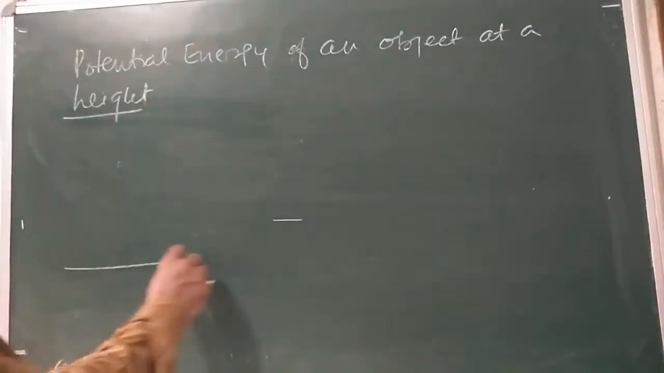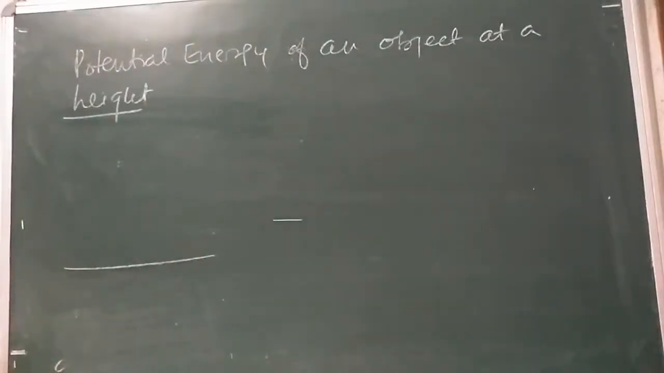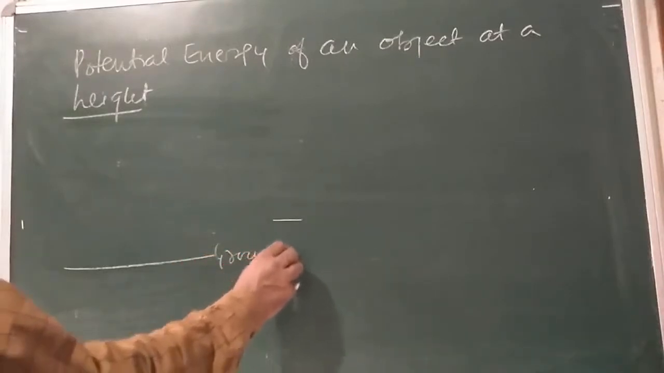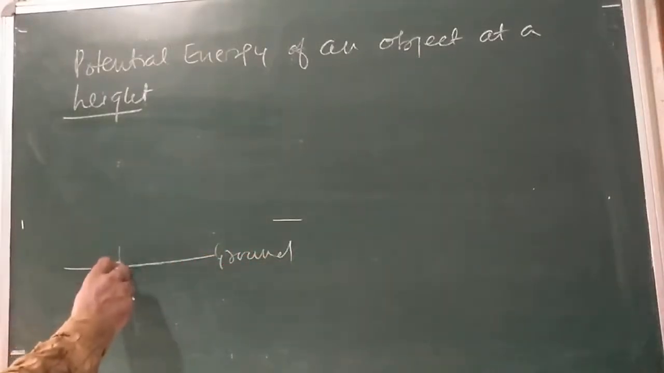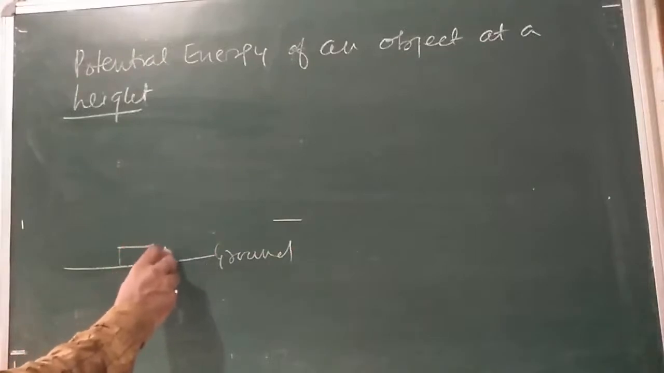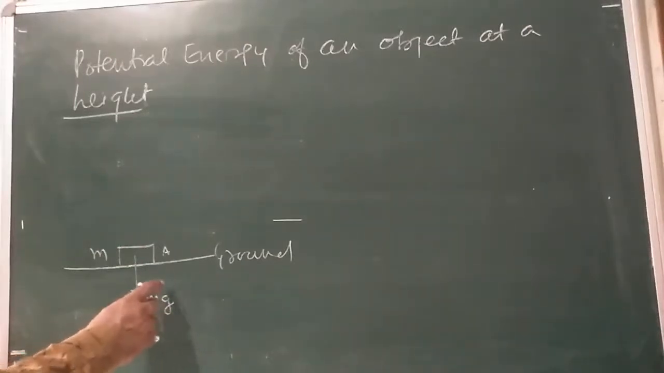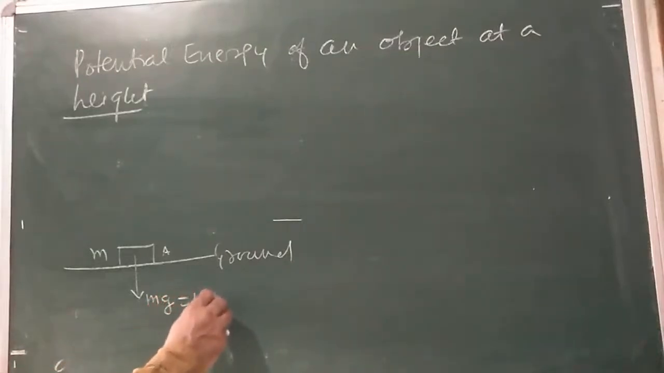Suppose this is the surface of our earth. This is the ground. An object is placed here, say A. The mass of the object is m. Then what is the weight of the object? mg, downward. It will experience a force that is called weight.